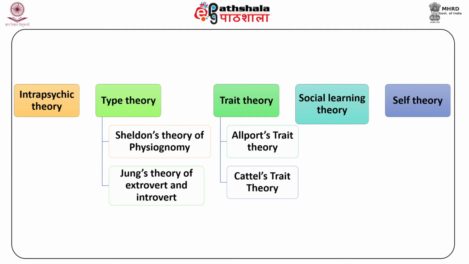The next theory is the self theory. Self theory was given by Carl Rogers, and according to him, there are three elements of personality: the self concept, the organism, and the development of self.